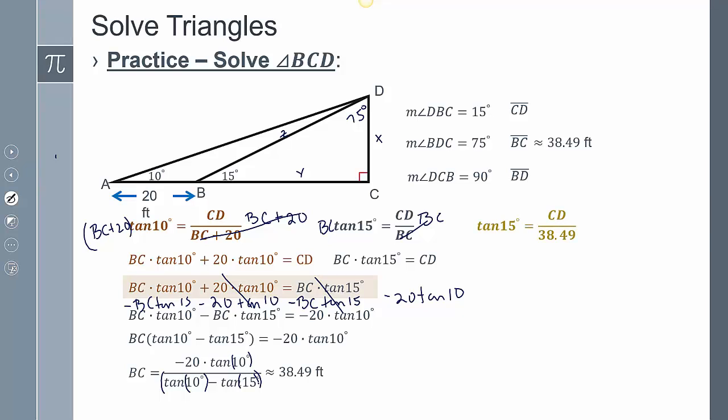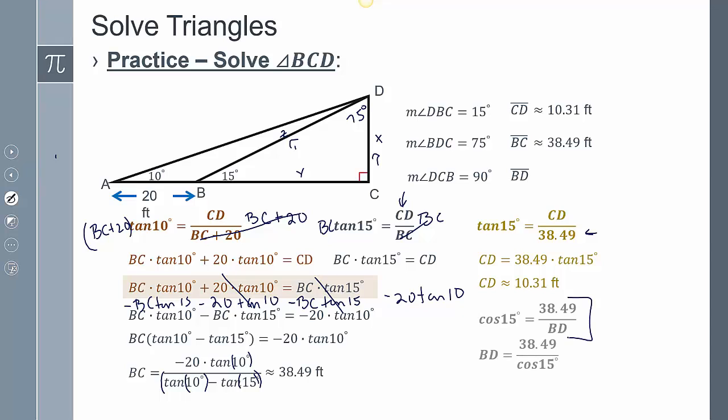So now that I have what BC is, I could find what my CD is by using this equation here. So I plugged in the 38.49 to both sides, and then CD is going to give me 10.31. And so now I could create another ratio. I can just say cosine of 15 equals that opposite over hypotenuse. And so that's what I did here. And so solving for BD, I get this statement. I enter that into my calculator, and I get 39.85 feet. And so I have gone through and solved this triangle.